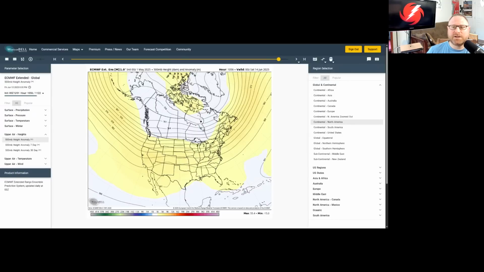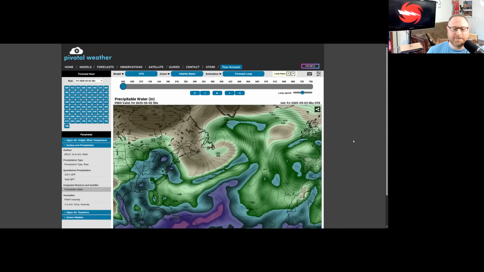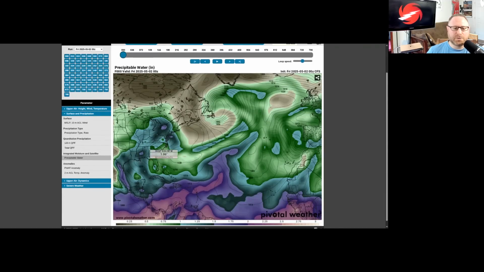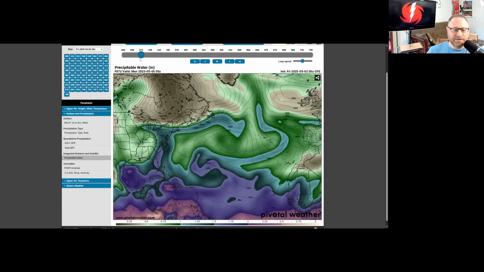season. And I did want to show you from Pivotal Weather here what the GFS and the CFS are showing. This is the climate forecast system. This is precipitable water. So this is where our moisture is. You can see how dry it's been in Florida and over to Bermuda. But look how wet it's been over the southwestern Caribbean and near the Mexican coastline of the Gulf here. And as we go on into this weekend, all of this moisture gets induced northward here into Florida.